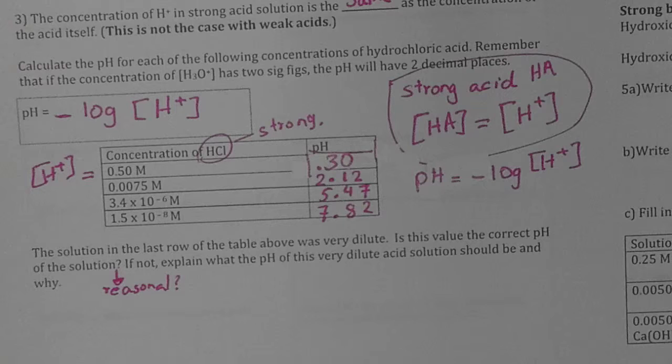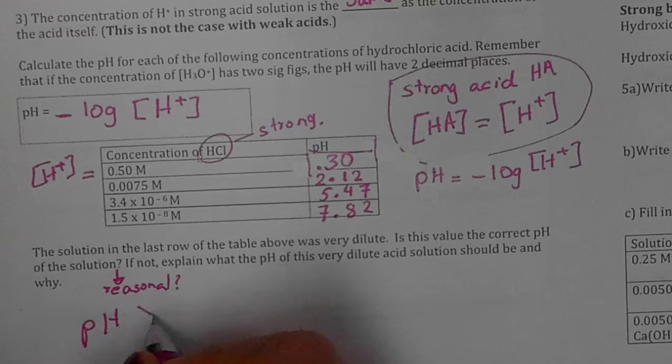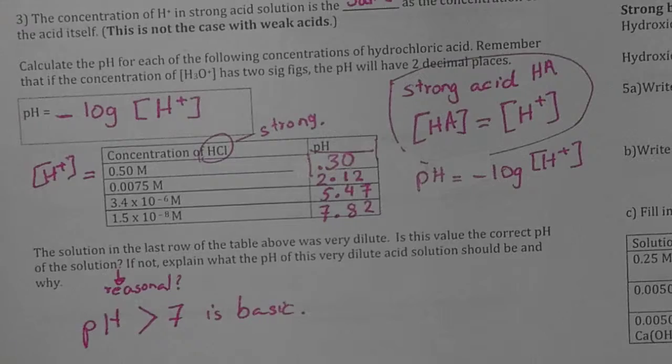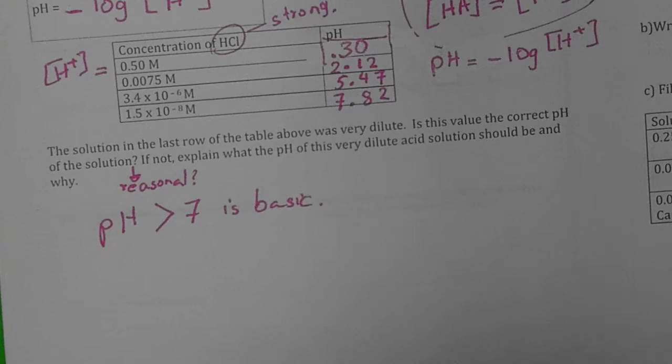So you're trying to calculate this, and then you got this number, and you're going to say, is this a reasonable number? Well, let's talk about it. What does a pH of 7.82 mean? A pH greater than 7 is basic. Basically, do you think it's reasonable? No, it's not. You can't dilute an acid until it becomes basic.